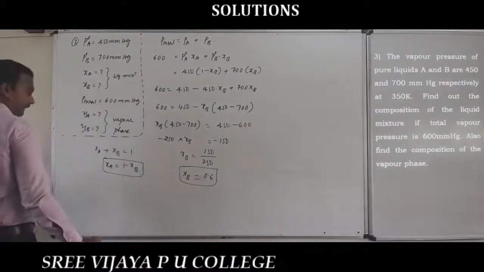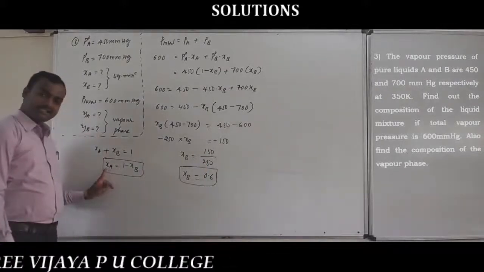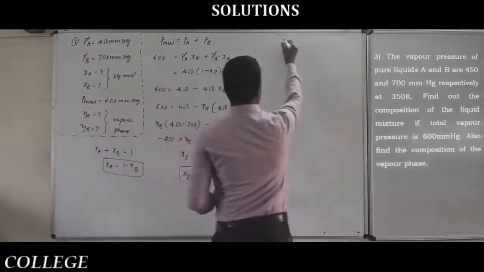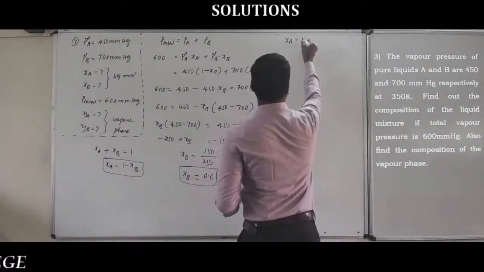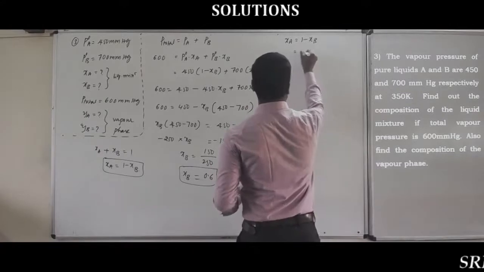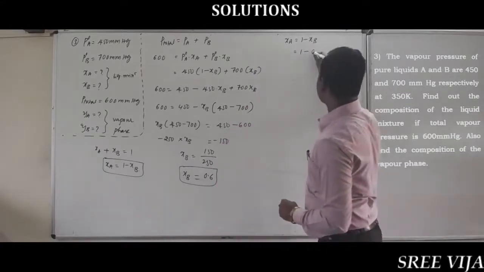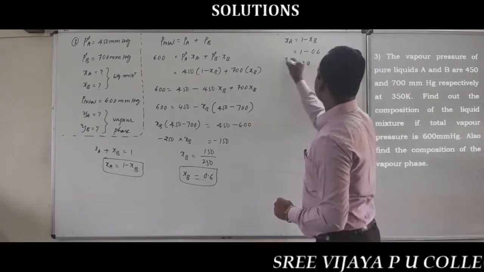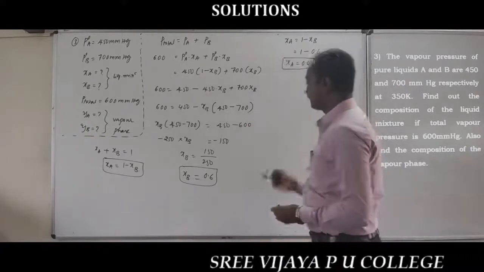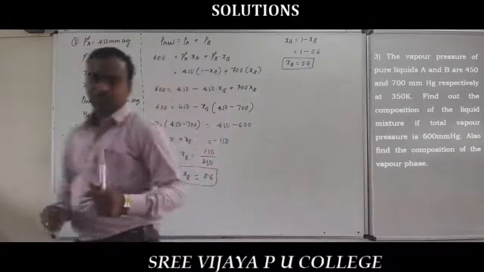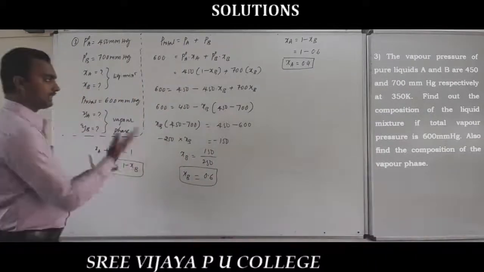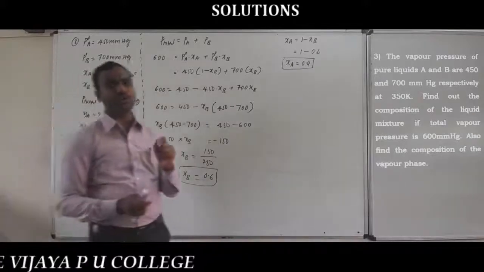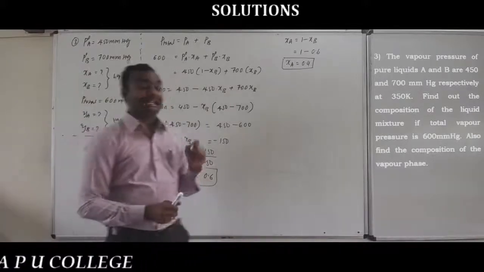So once you know the value of XB, you can calculate XA. XA is equal to 1 minus XB. What is the value of XB? That is 0.6. So therefore XA is equal to 0.4. That is the mole fraction of components A and B, XA and XB, in the solution. That is the composition of the components in the liquid phase.